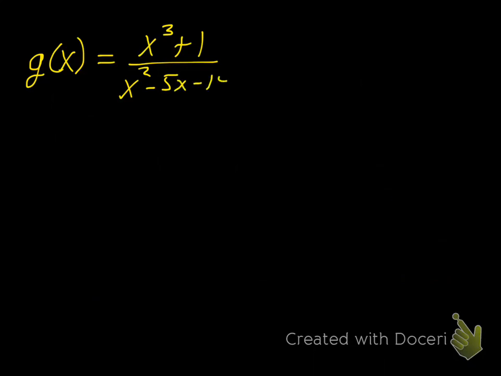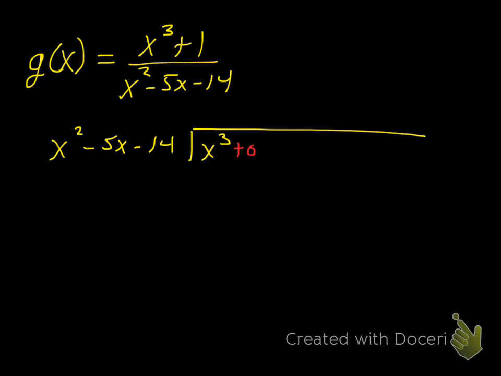Let's do one more example. We have some g of x function, x cubed plus 1 divided by x squared minus 5x minus 14. Our divisor is the bottom, and the top, we've got to be careful. So when we're doing long division, the dividend has to be in descending order, and you need a representative of each power of x. So we have an x cubed, we'll need an x squared, we'll need an x, and we'll need the constant. We don't have an x squared and an x, so we're going to add them in as 0x squared and 0x. That's not going to change anything.